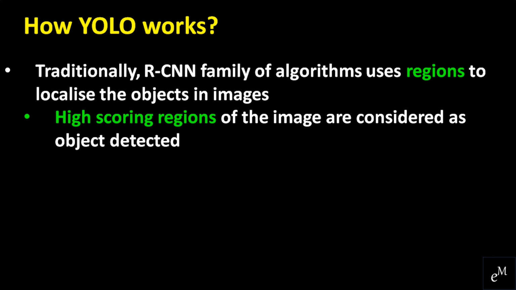Traditionally, region-based convolutional neural networks apply regions to localize the object to perform object detection, which means that the model is applied to multiple regions within an image. And then the model computes scores for an image at multiple locations and scales. High-scoring regions of an image are considered as an object being detected.